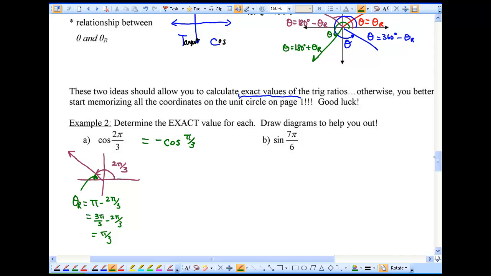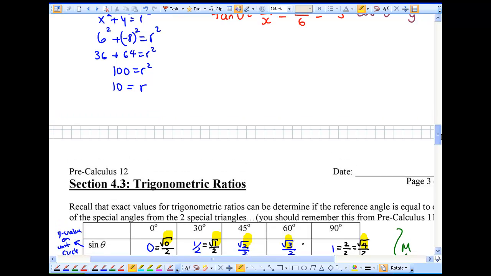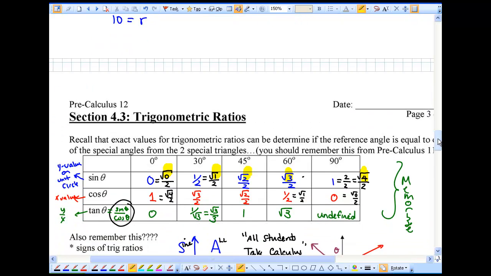Well, now we should be able to calculate what cosine pi over 3 is by using the special angle table. Going up to the special angle table, oops, I forgot to actually tell you what these things are in radians. What is 0 degrees in radians? Well, 0. 30, hopefully you remember, is pi over 6. 45 is pi over 4. 60 is pi over 3. Ding, ding, ding. And 90 is pi over 2.